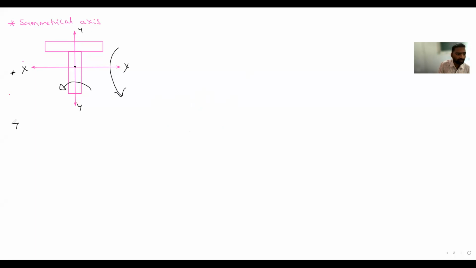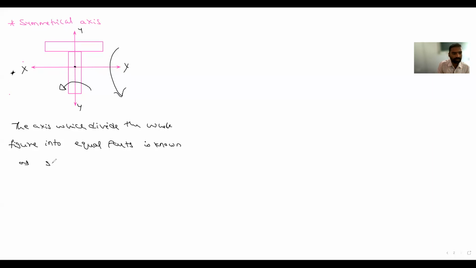The axis which divides the whole figure into equal parts is known as the symmetrical axis. Okay, so this is the symmetrical axis.